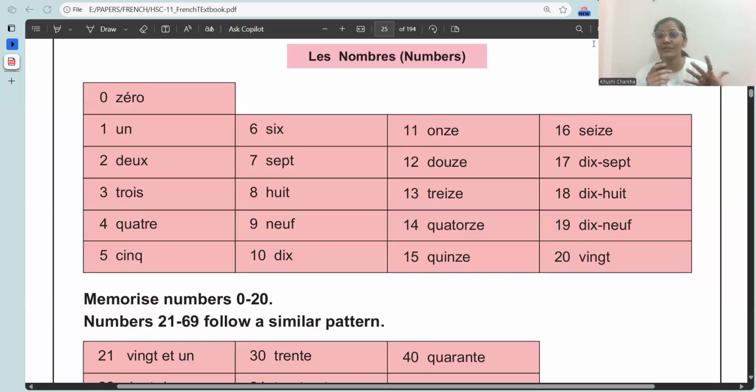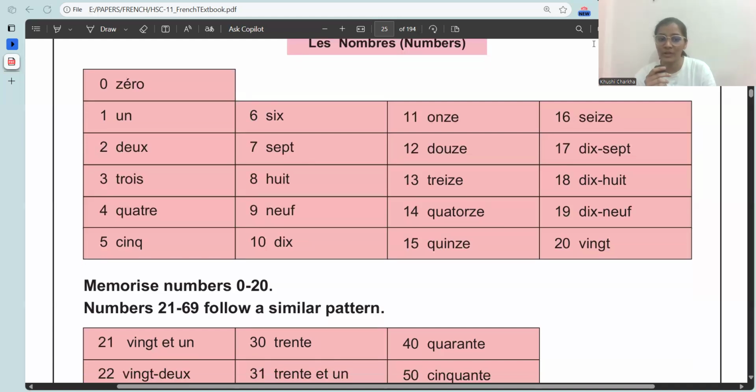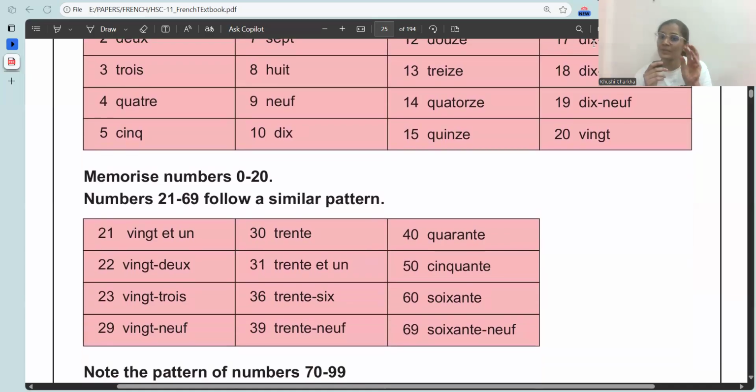If you require to listen to this again, you can just go 10 seconds, 15 seconds behind and listen to it as many times as you want. Now you have to memorize 0 to 20. Once you memorize 0 to 20, you are through, like the other numbers depend upon 0 to 20. So the main part here is 0 to 20.